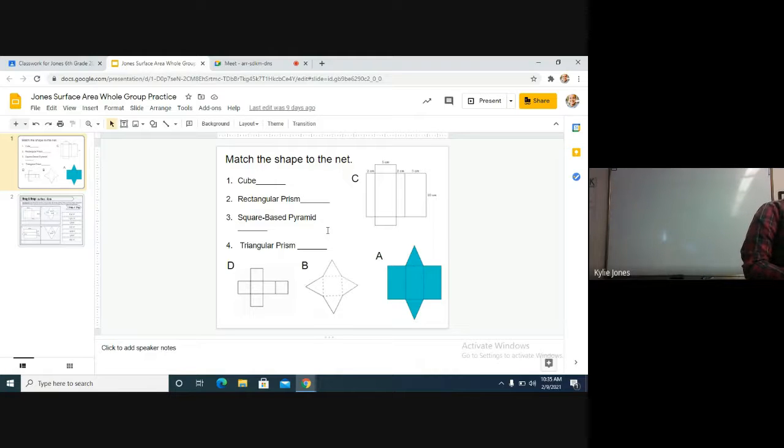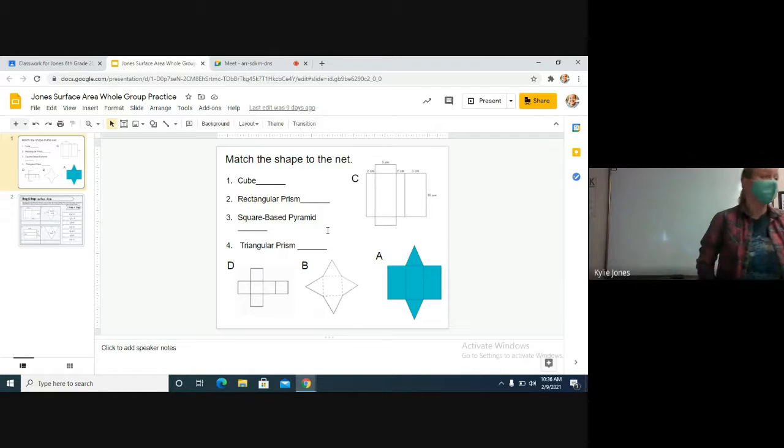All right, we'll do about 30 more seconds of matching for slide number 1. Which one is a square-based pyramid? I know there only leaves one left. All righty. Let's go ahead and look at these.